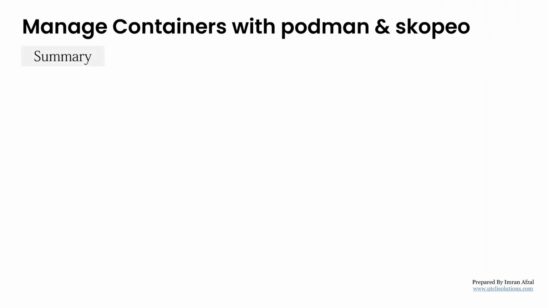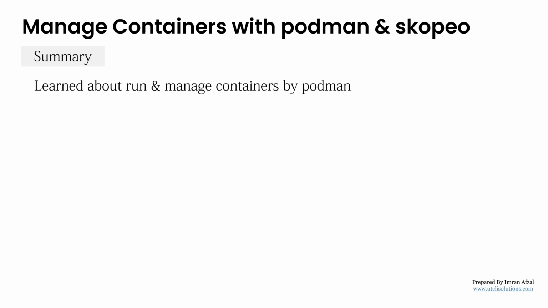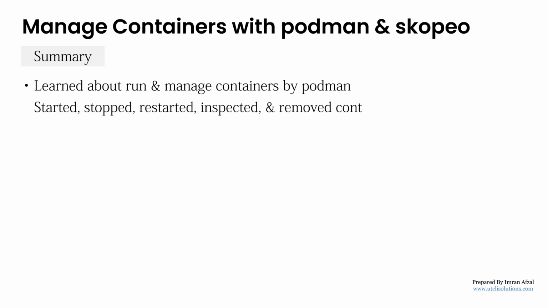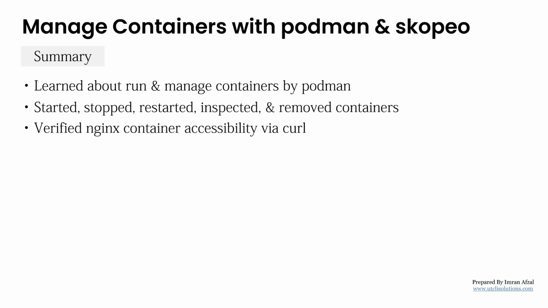All right, let's summarize what we learned. We learned how to run and manage containers using Podman. We started, stopped, restarted, inspected, and removed containers. We also verified Nginx container accessibility via the curl command. Then we explored how to inspect remote images using Skopeo and how to copy them locally without pulling. These operations are directly tested on the RHCSA exam and are core skills for any Linux administrator managing container workloads.